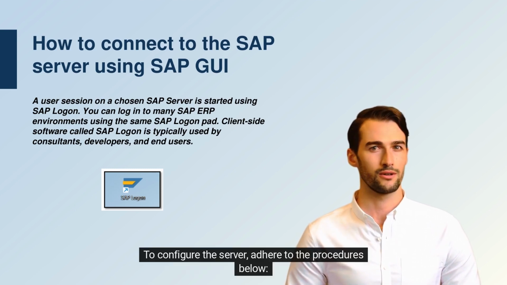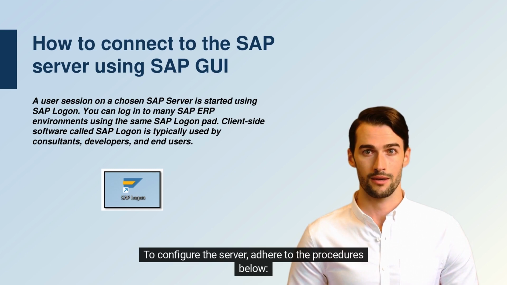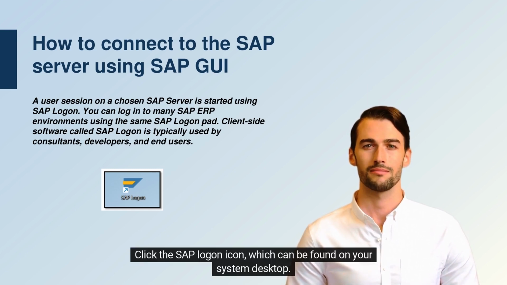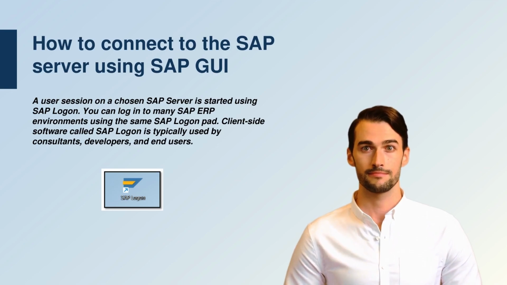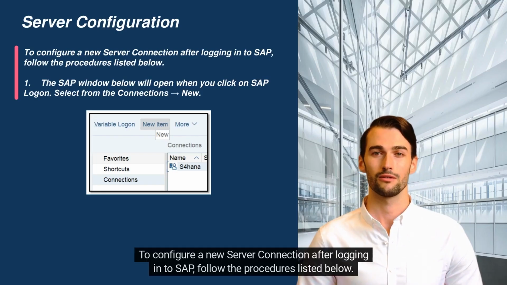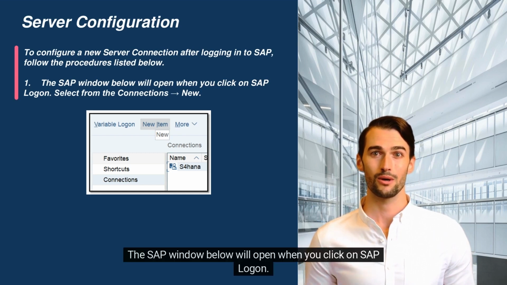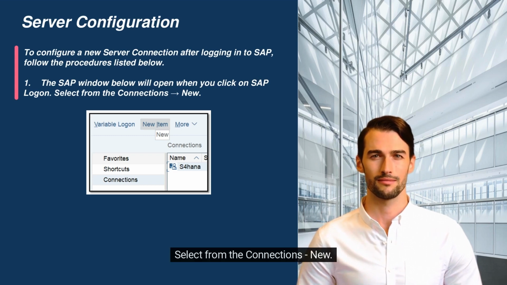To configure the server, adhere to the procedures below. Click the SAP Logon icon, which can be found on your system desktop. To configure a new server connection after logging into SAP, follow the procedures listed below. The SAP window below will open when you click on SAP Logon. Select from the connections, New.